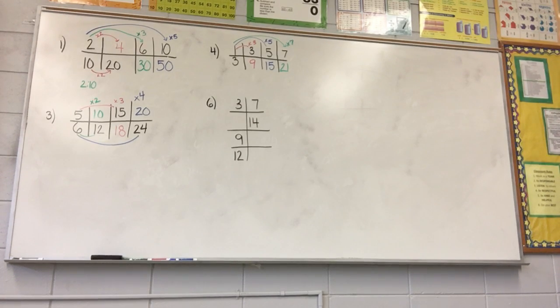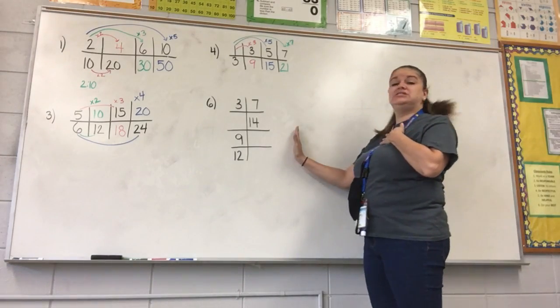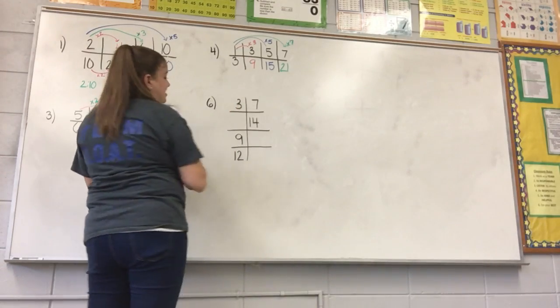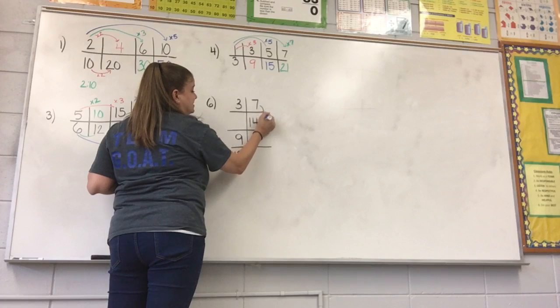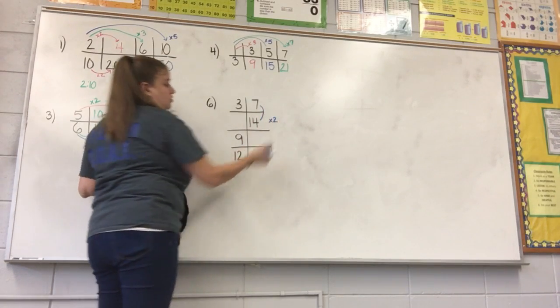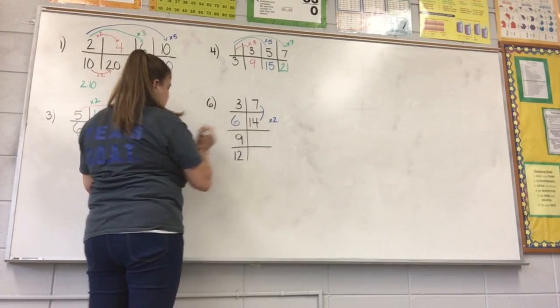So mine is written different because I want you to see that sometimes these tables will be turned like this instead of like this. But it's still solved the exact same way. So 3 to 7 is my ratio. So how do they go from 7 to 14? Times 2, correct? So what's 3 times 2? 6.